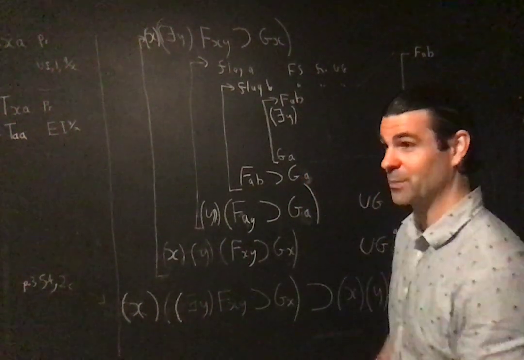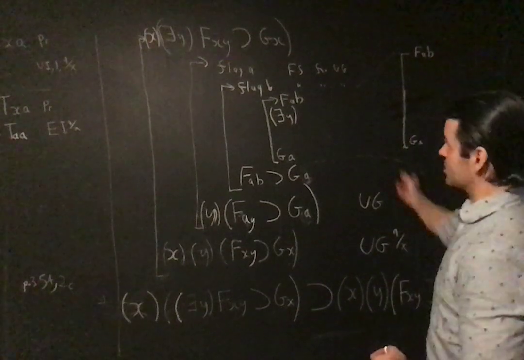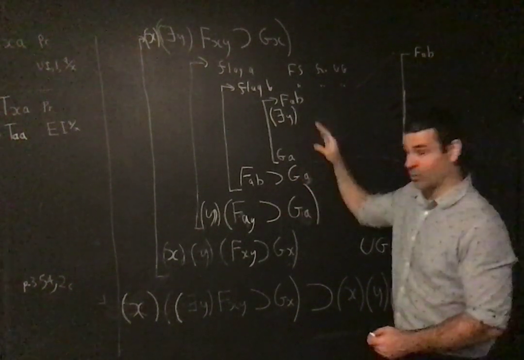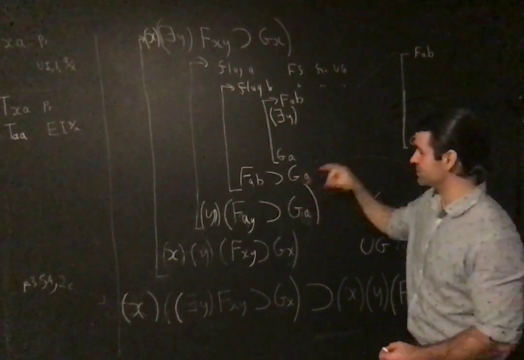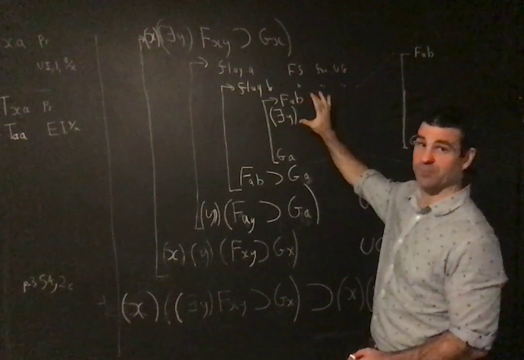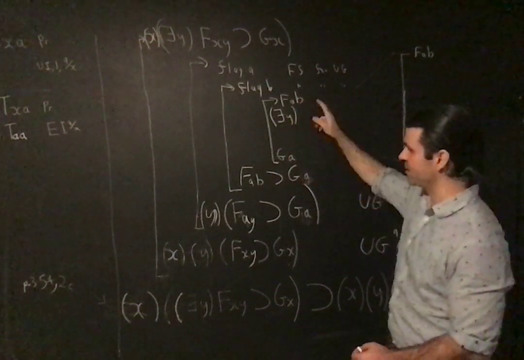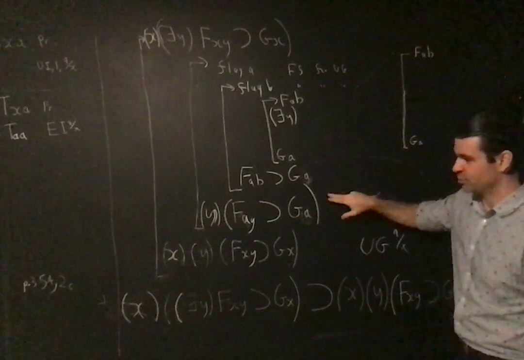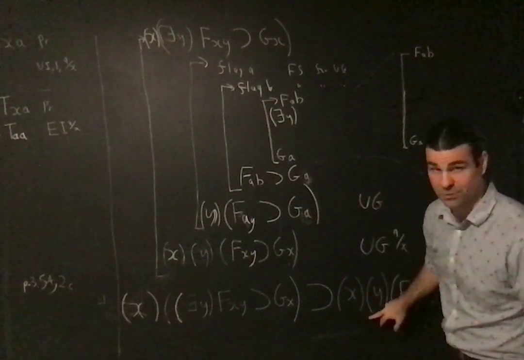Okay, so that should be the setup, working backwards, getting the form correct, getting all these instances right. Right, so here we've got to get from FAB to GA, and then we're done, right? Conditional proof, UG, conditional proof.